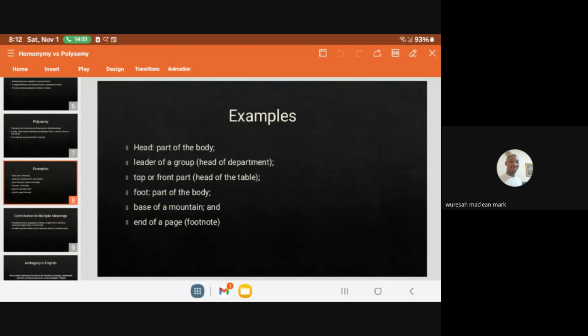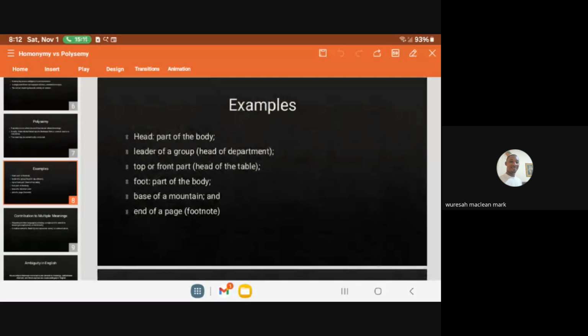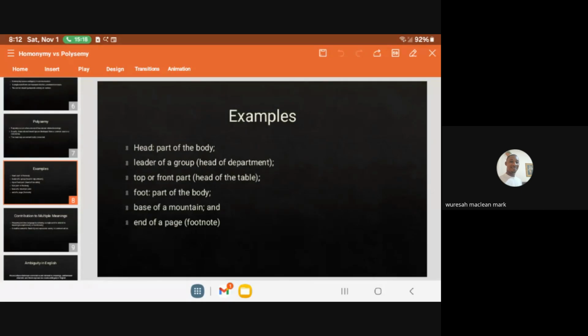So you have head. Head is the part of the body, at the very top. Then you have the same head as the leader of a group, also at the very top, so head of a department. Then you have the top or front part of something, it could be a table, so here too at the very top or front. Then we have foot.